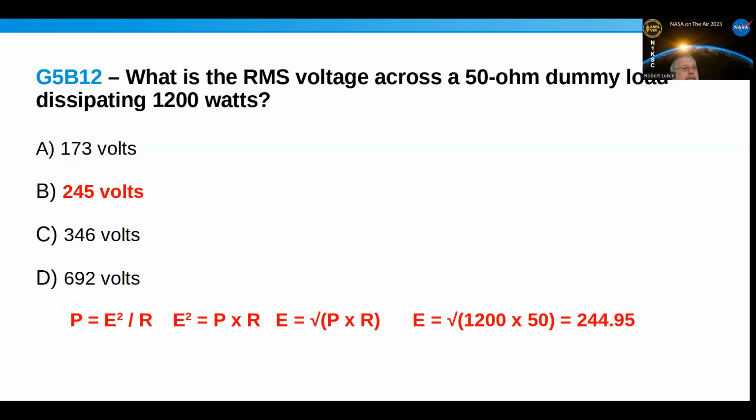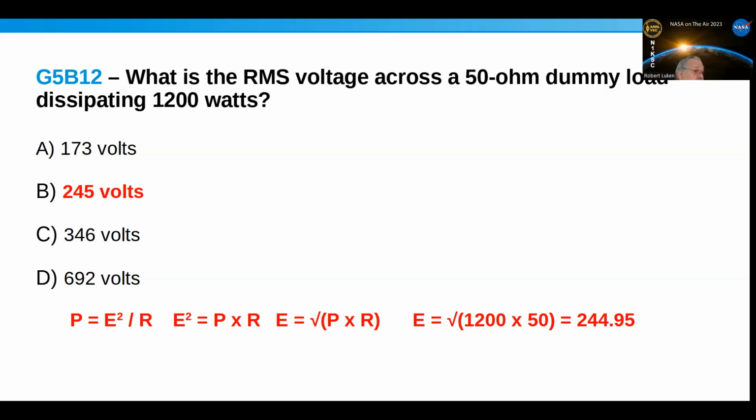Another Bravo. All right. So how did we get there? We took E is equal to E squared over R, rearranged it so E squared is equal to P times R. So E is going to be equal to the square root of P times R. I did this on a calculator, but if you multiply 50 times 1200, you're going to get what, 60,000? Yeah.